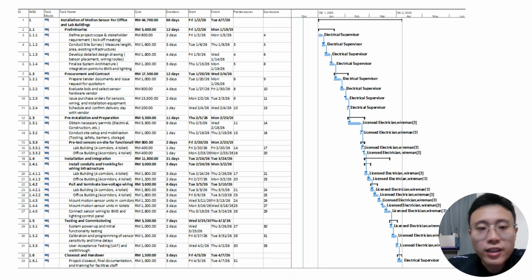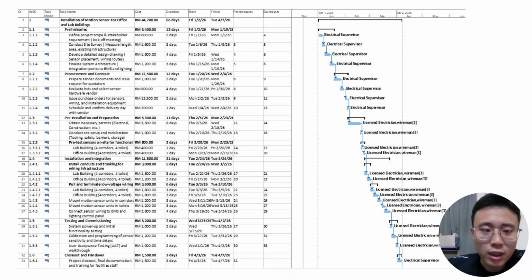Phase 2 is about procurement and contract. In this phase, tender documents are prepared and issued, bids are evaluated, and the hardware vendors are selected. The purchase orders are then issued and the delivery schedule is confirmed.